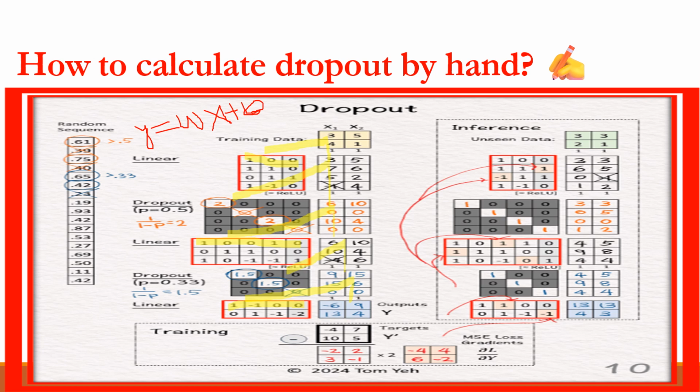So 1, -1, 0 multiplied by 9, 15, 0, adding 0 here, we get -6 here, right? Next we'll have this inference. Here also this is the unseen data, right? So we will have this matrix multiplication. Here the number of columns is 3 and the number of rows is 2. So 1, 0 multiplied by 3, 2, adding 0 here, we get 3.